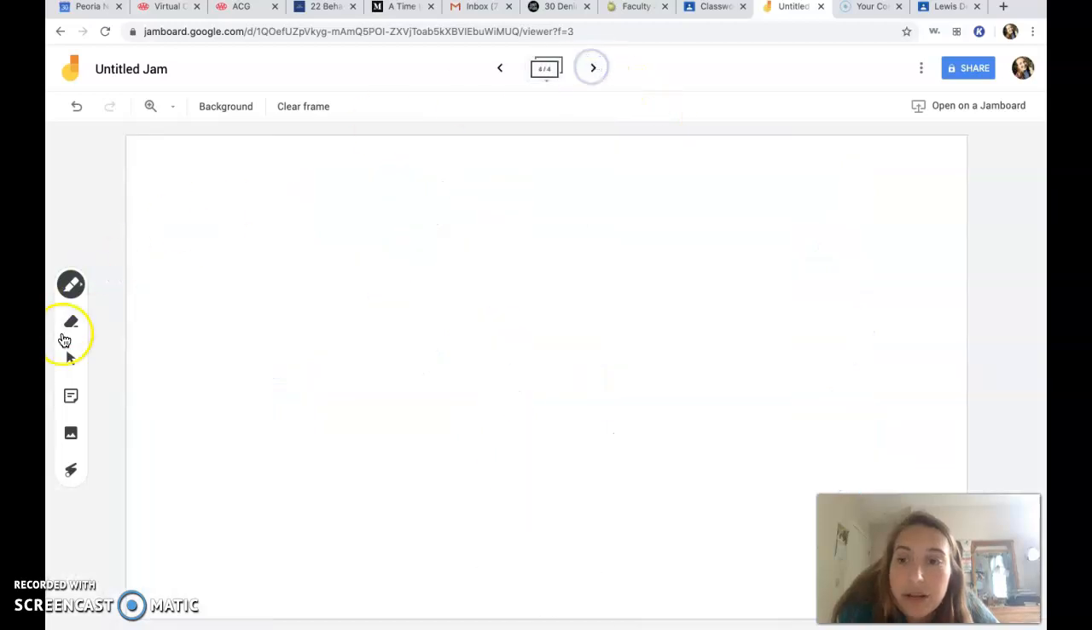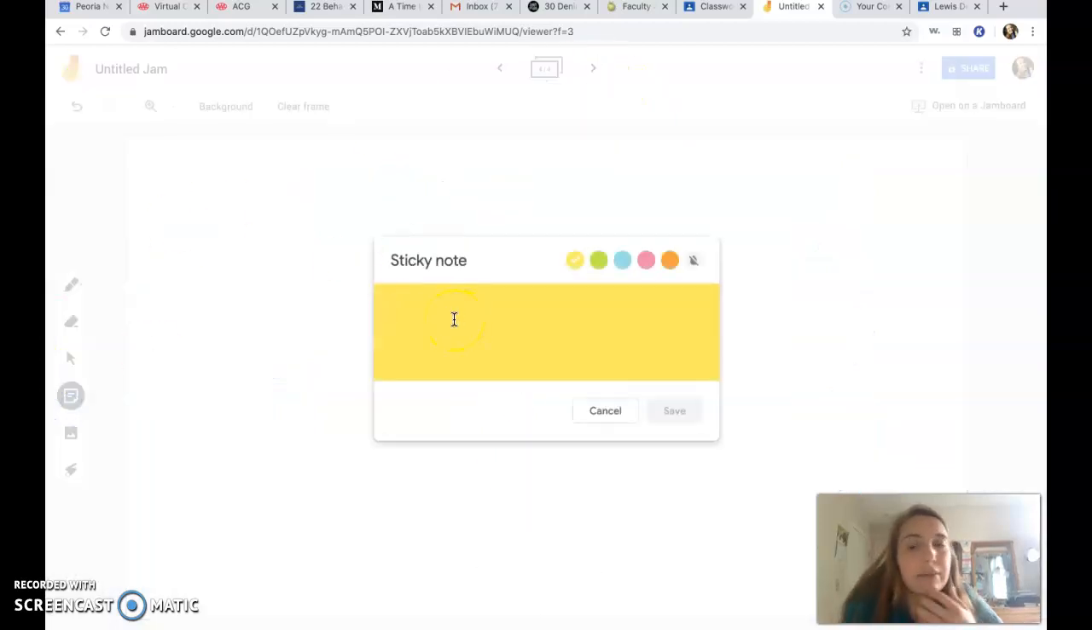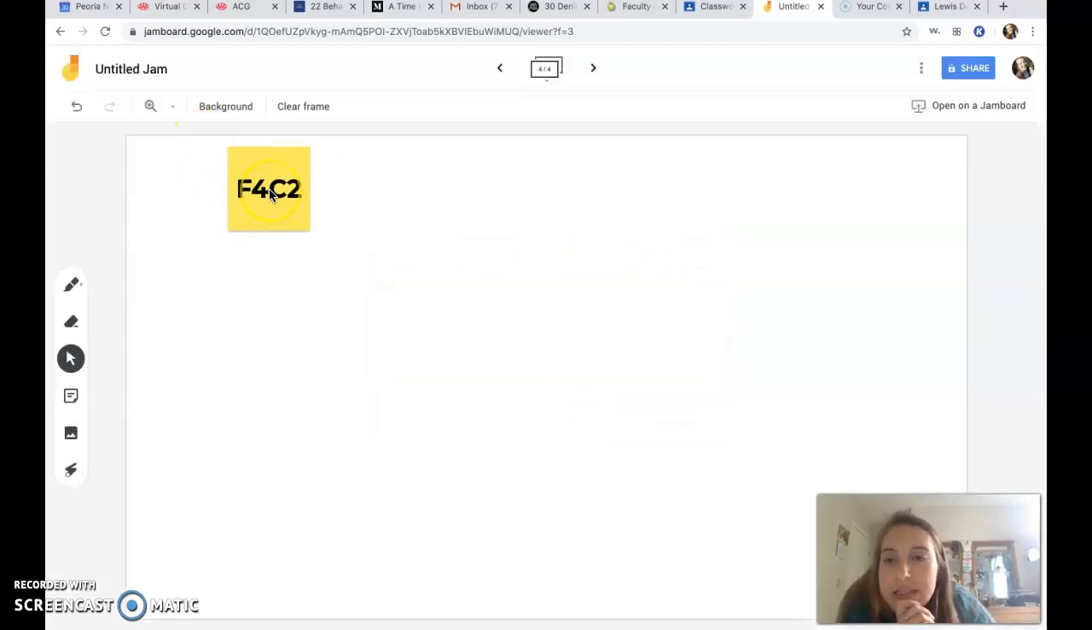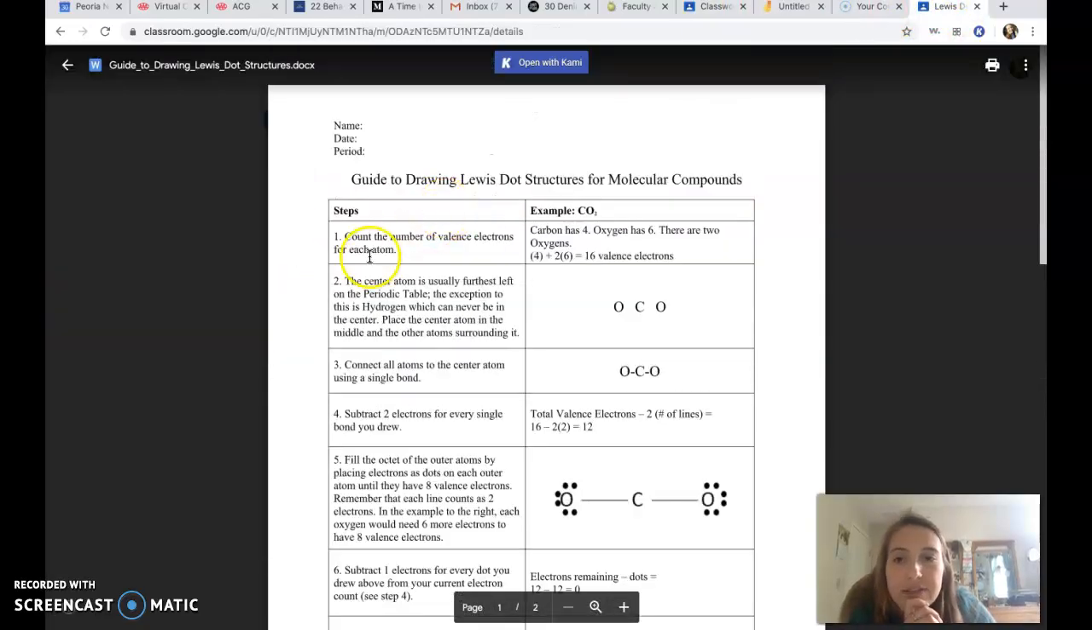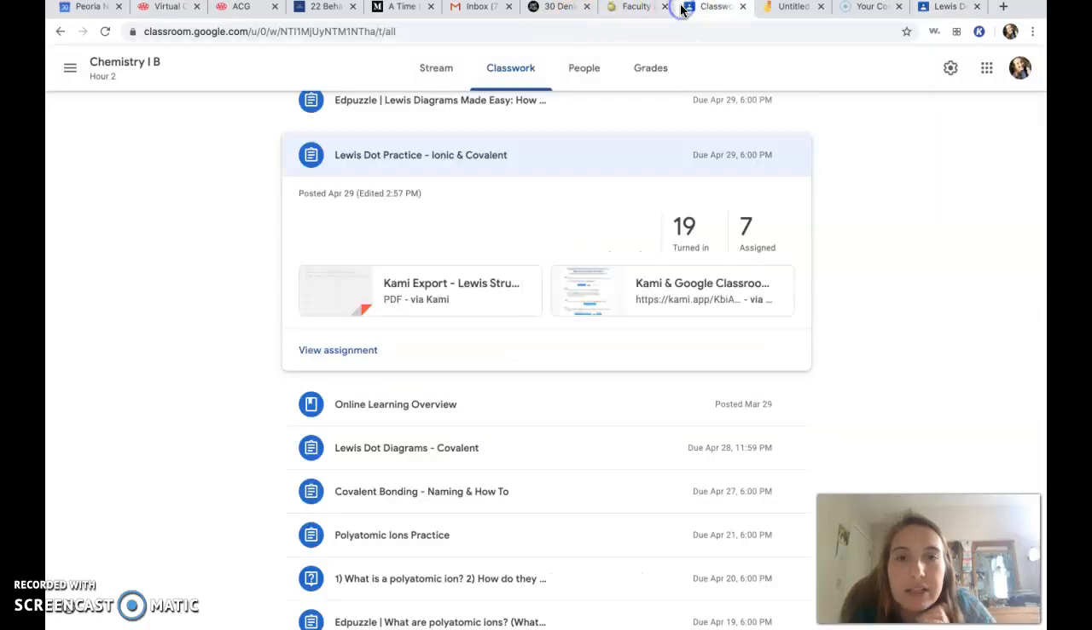So the third example I'm going to do is one that's a little bit more tricky. We're going to do F2C, no, take that back, C2F4, or dicarbon tetrafluoride. So, going back to my steps, my trusty pals, count the number of valence electrons.